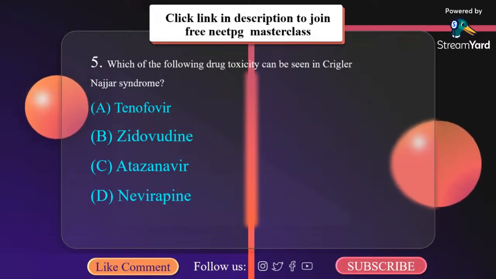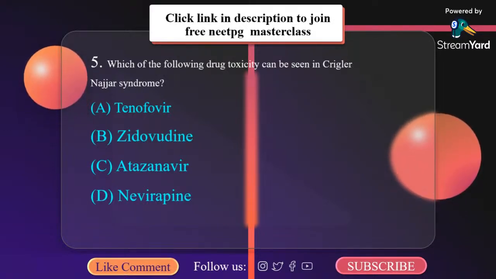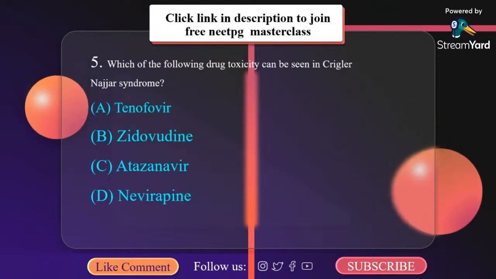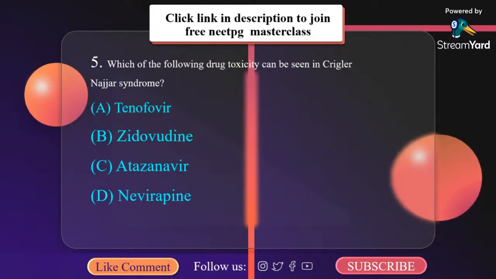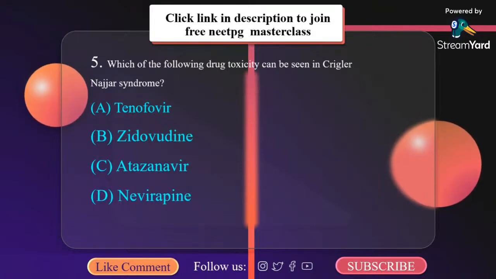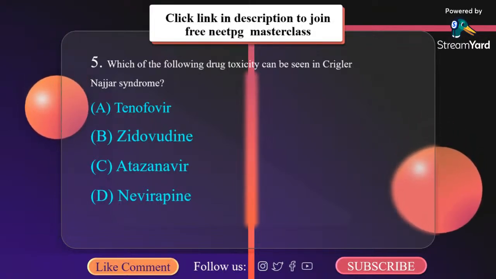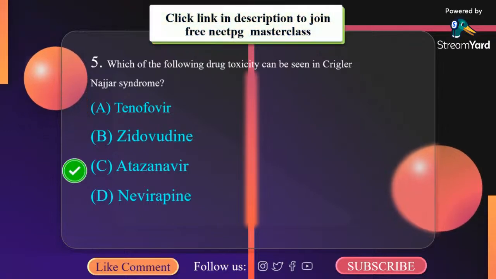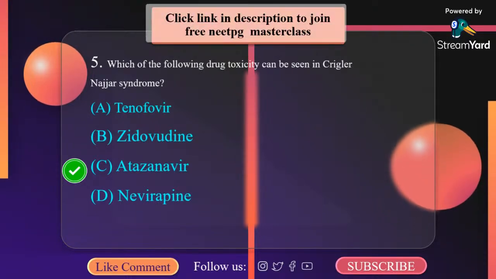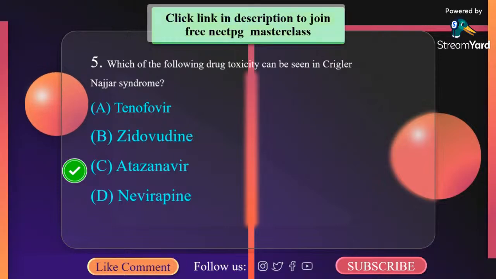These drugs are metabolized by glucuronidation. That is irinotecan and atazanavir. So from the options you can see atazanavir is option C. So the correct answer here is atazanavir, C. Now let's move to the next question.